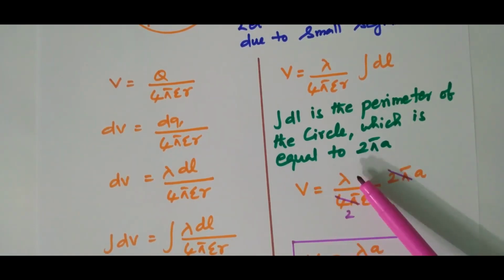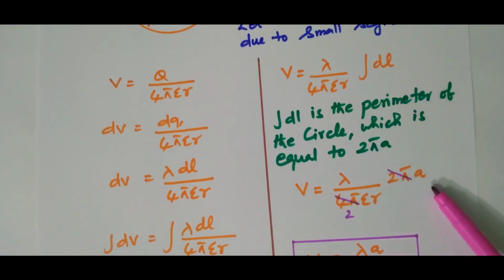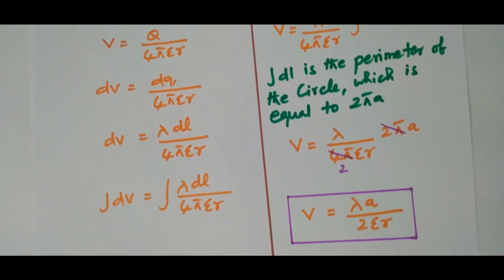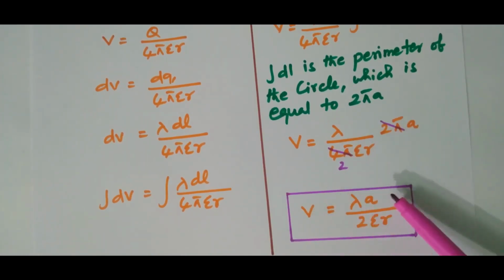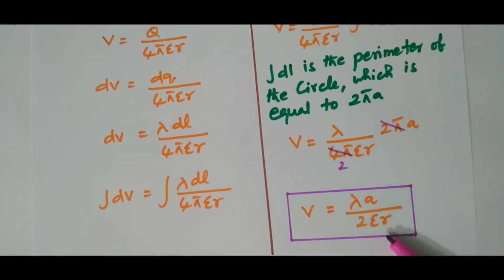So v equal to lambda divided by 4 pi epsilon r. This dl is replaced as 2 pi a. So the 4 pi is there, here 2 pi is there, got cancelled. So lambda a divided by 2 epsilon r. So the final value, after cancelling this, is v equal to lambda a divided by 2 epsilon r. This is the final expression for potential due to the charged ring, right? So in this video we saw the potential due to the charged disk as well as the charged ring.